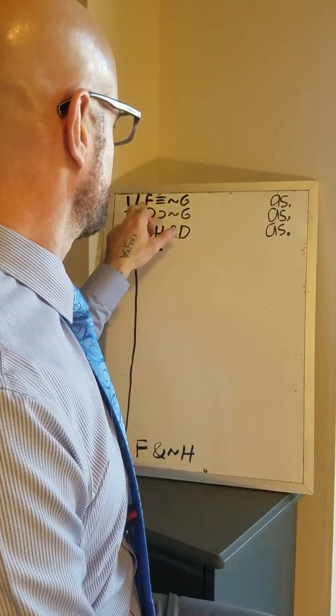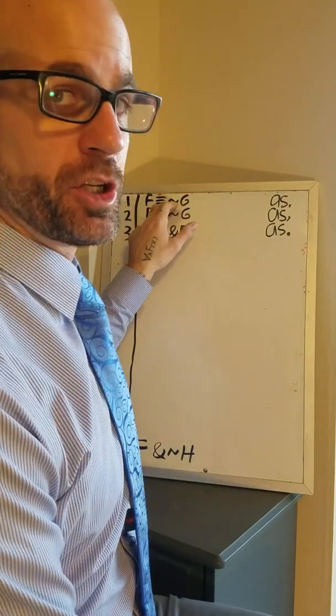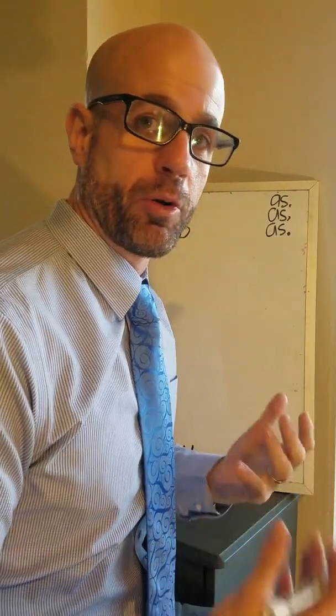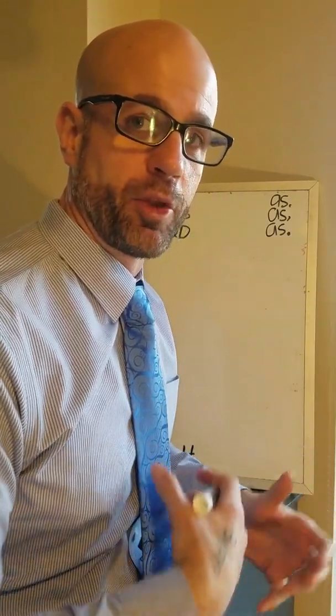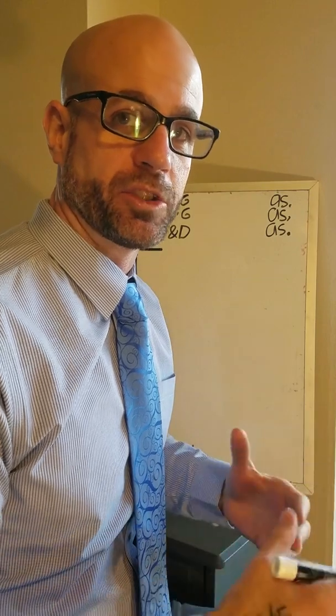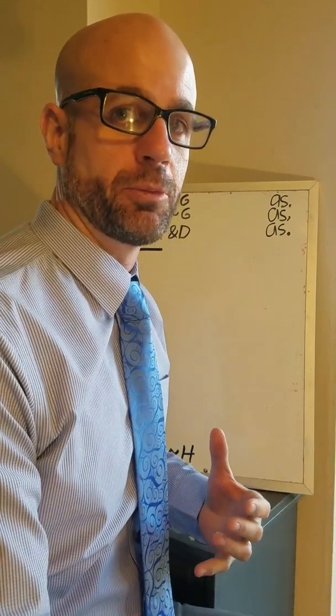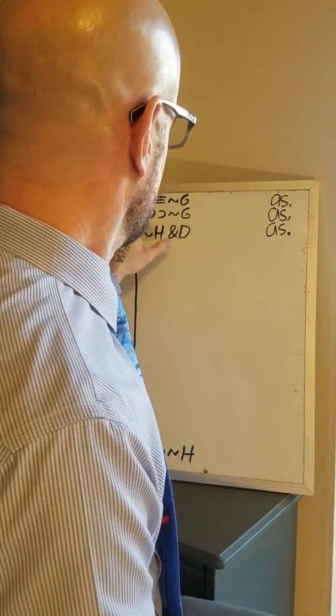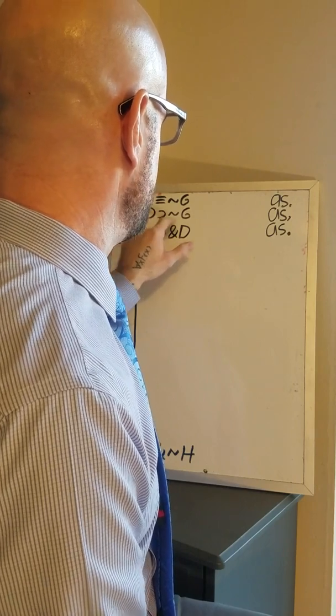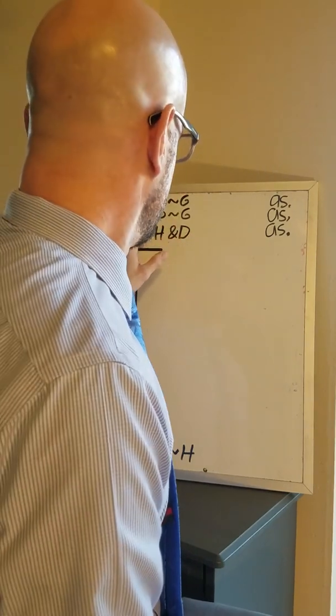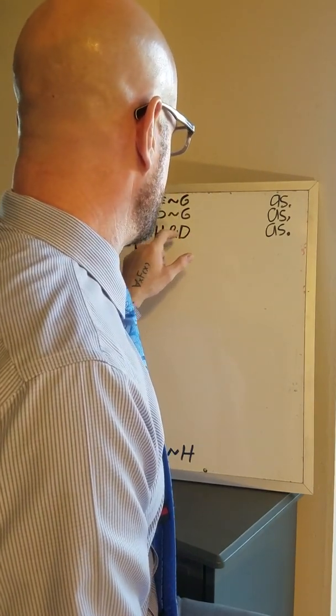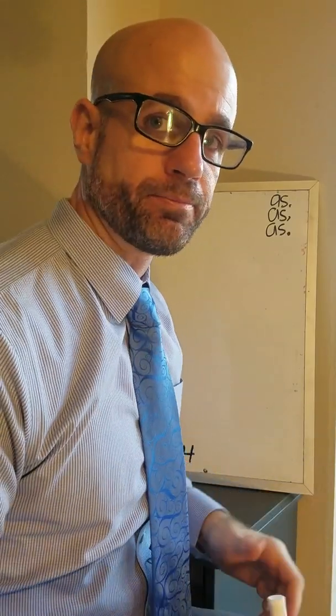So this says F is equivalent to not G, so you can't have one without the other. You can't have F without not G, which is another way of saying that if F is true, G has to be false. If you have if D, then not G, and not H and D, okay?